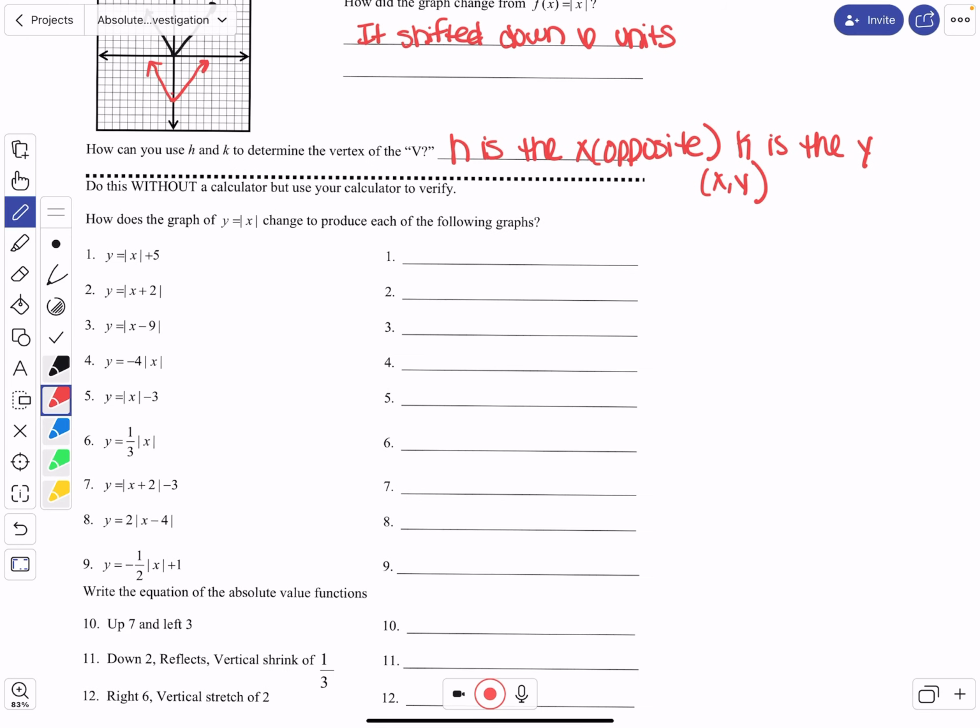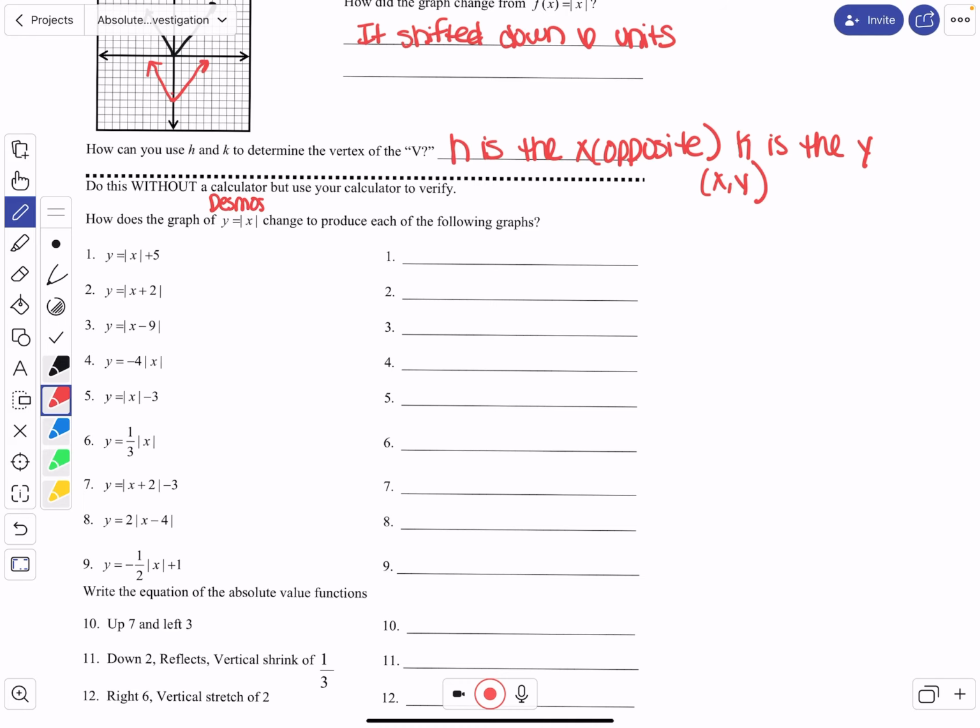Okay, so do this without a calculator or, in our case, do it without Desmos. Try to do it without Desmos, but you can use it to verify. So try to do it without Desmos first, and then you would verify. So pause the video and see if you can figure out these moves on your own, and then you can watch the video or use Desmos to verify it, okay?